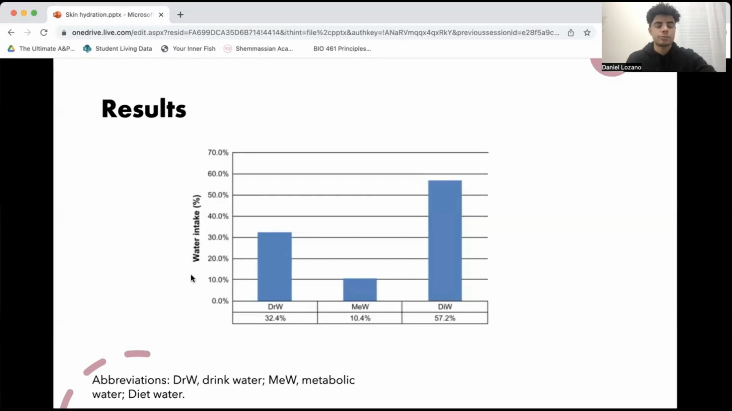The y-axis represents the water intake percentage. DRW represented 32% of all water intake. MEW represented 10%, and 57% of water came from dietary water. Scientists needed to use this to separate people into 2 groups and start the experiment.